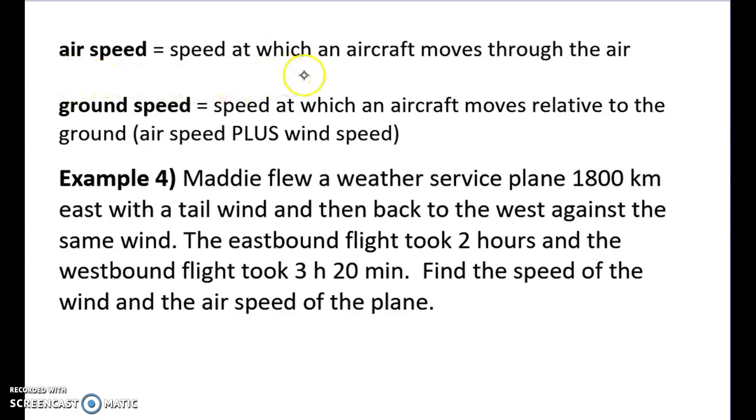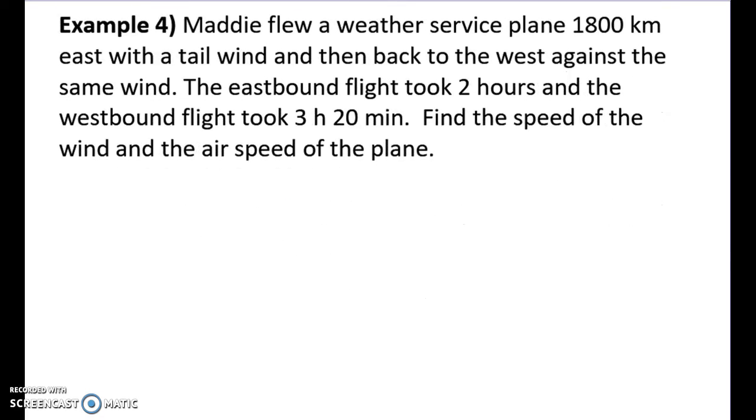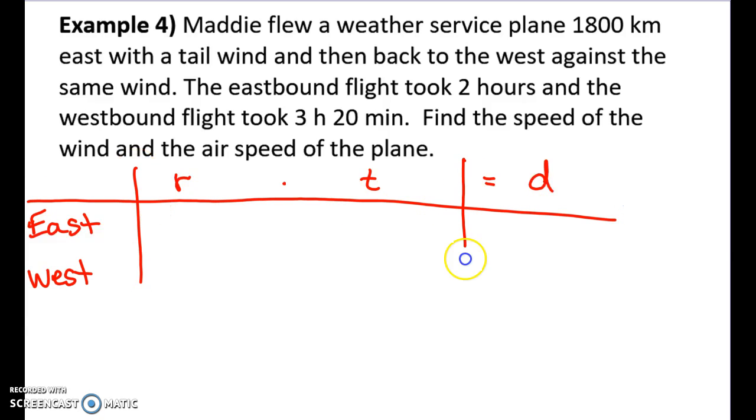So airspeed is the speed at which the aircraft moves through the air, and ground speed is the speed at which the aircraft is moving relative to the ground. It's really your airspeed plus your wind speed. So in this, I'm going to use a DRT table or RTD table. So I have rate times time is equal to distance, and we've got 2 trips. We've got our trip east, and we've got our trip west. And they tell me that time-wise, it's taking me 2 hours to go east and 3 hours and 20 minutes to go west. Well, I can't mix my units, so that's really 3 1/3 hours.